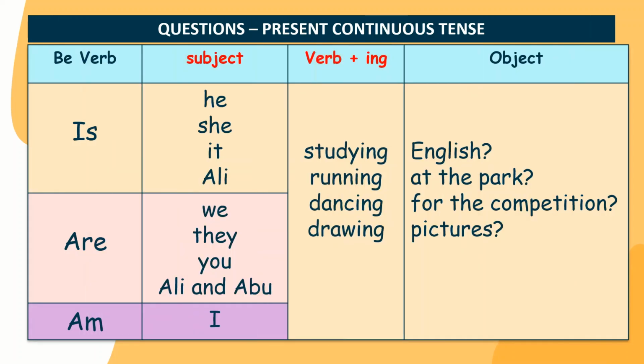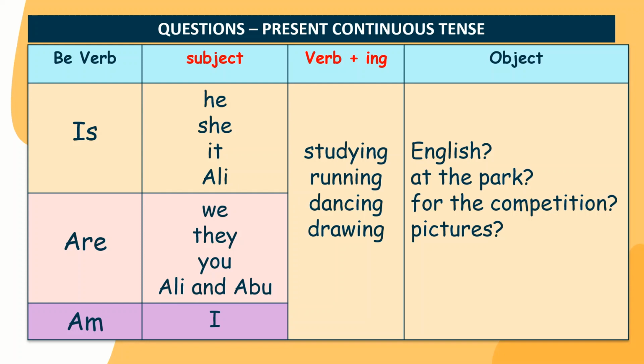So how do we ask questions in the present continuous tense form? So we have the be verb. We start with the be verb, is, are or am, followed by the subject and the verb plus ing and the object. For example, is he studying English? Is she running at the park? Is Ali dancing for the competition?